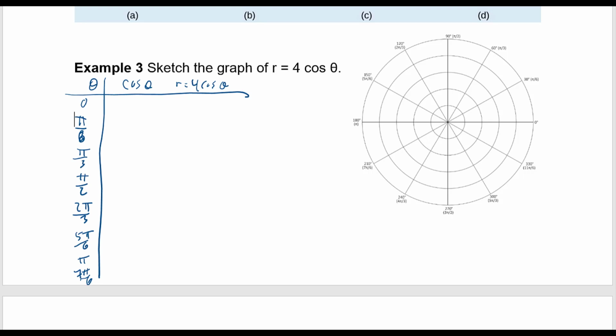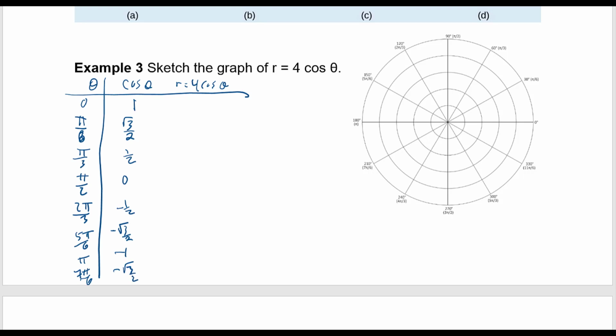So cosine of 0 is 1. Cosine of pi over 6 is the square root of 3 over 2. Cosine of pi over 3 is 1/2. Cosine of pi over 2 is 0. We have negative 1/2 for cosine of 2 pi over 3, negative square root of 3 over 2 for cosine of 5 pi over 6, negative 1 for pi, and negative square root of 3 over 2 for 7 pi over 6.